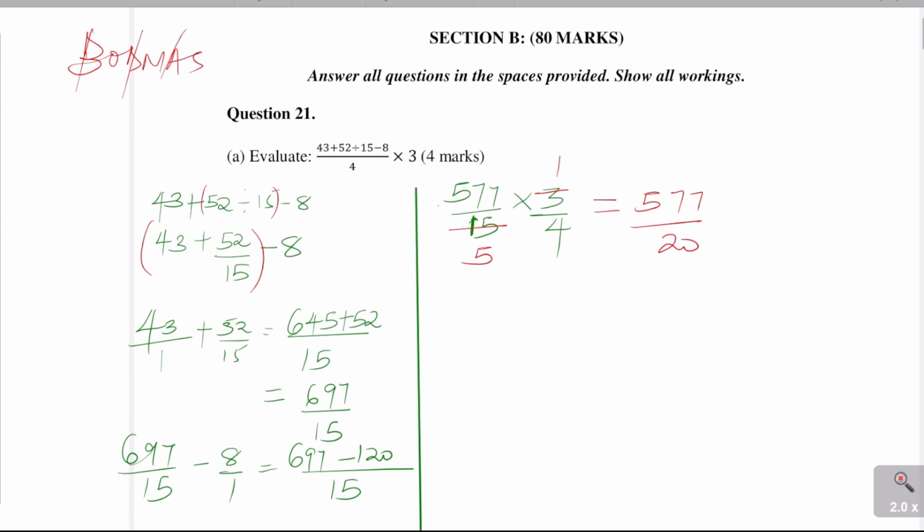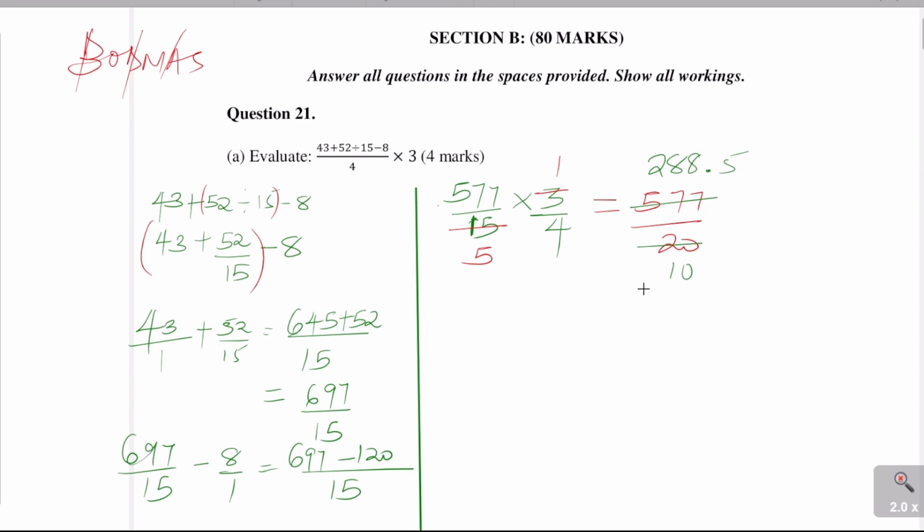You can simplify these by 2. 20 divided by 2 is 10. Then 577 divided by 2, you get 288.5.